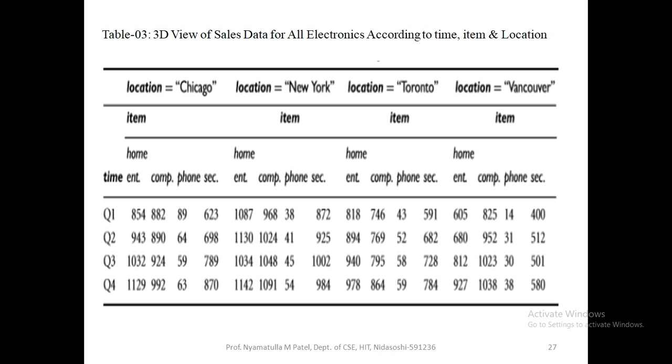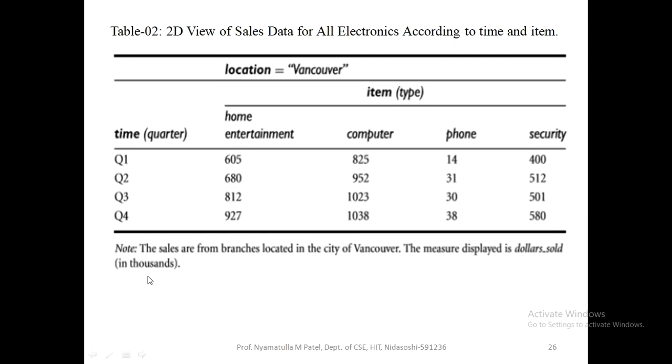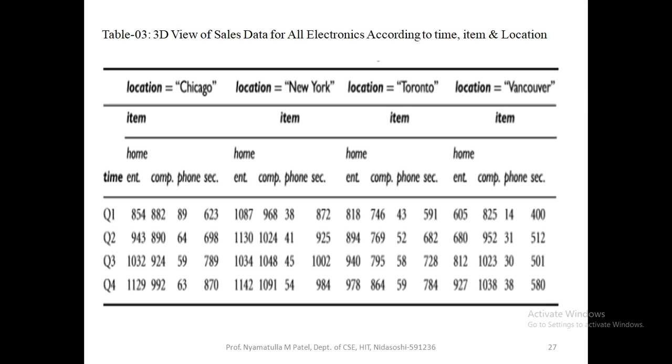And again the same types of items: home entertainment, computer, phones and security, for items sold in Chicago, New York, Toronto and Vancouver. This is again the same data that we represented for only one city. When I combine such data for multiple locations, it becomes a 3D view of sales data. So that is a 3D view of sales data for all electronics according to time, item and location.